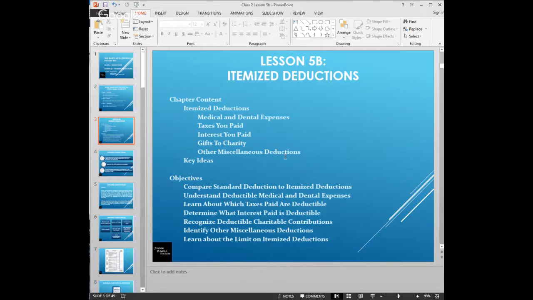Lesson 5B, itemized deductions. What we're going to do is go through the Schedule A, the first section being medical and dental expenses. Then we're going to talk about how certain taxes that you pay are tax deductible, what interest that you pay is tax deductible, how to account for gifts to charity, and other miscellaneous deductions.